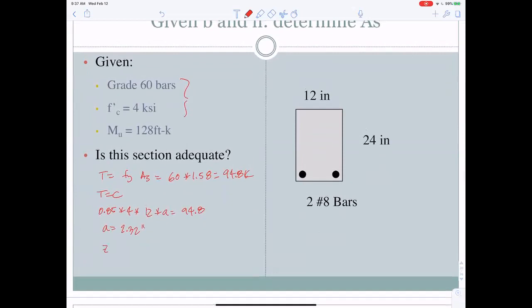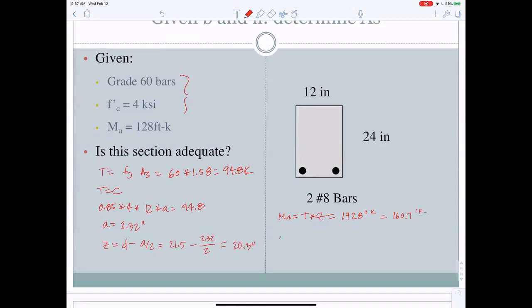z equals d minus a over 2. 21.5 minus 2.32 divided by 2. 20.3 inches. And Mn is T times z. I'm just going to take that 20.3 and multiply it by 94.8. 1928 inch-kips divided by 12. 160.7 foot-kips. Phi Mn, 0.9 of that, 144.6.